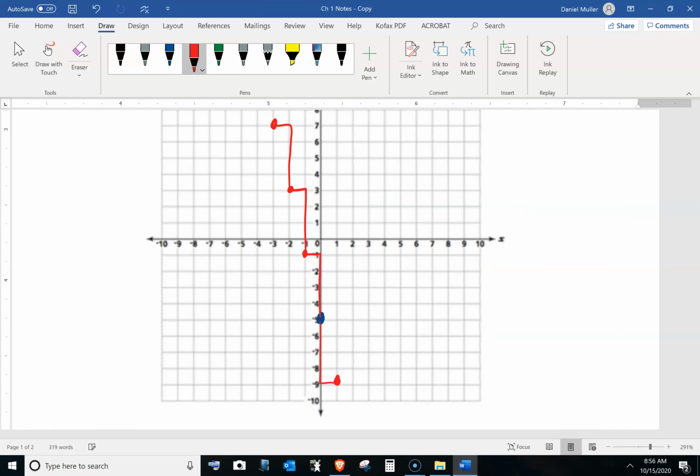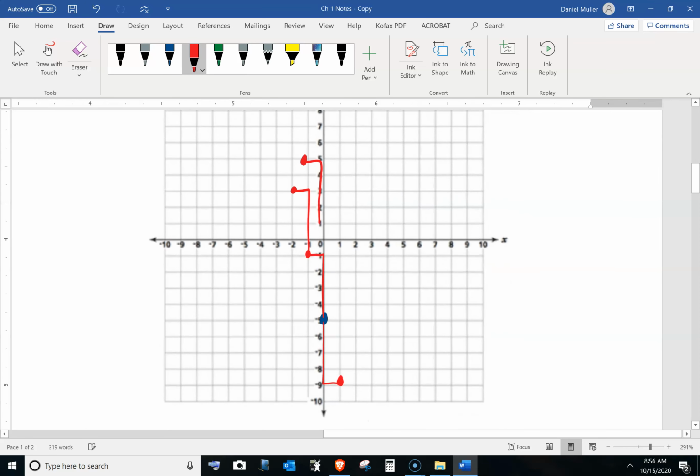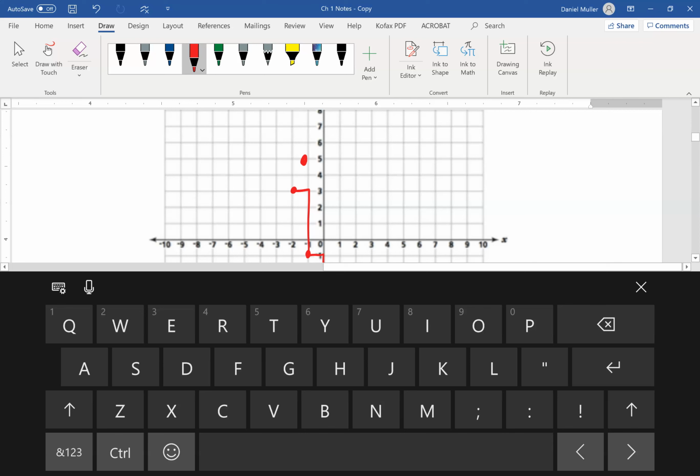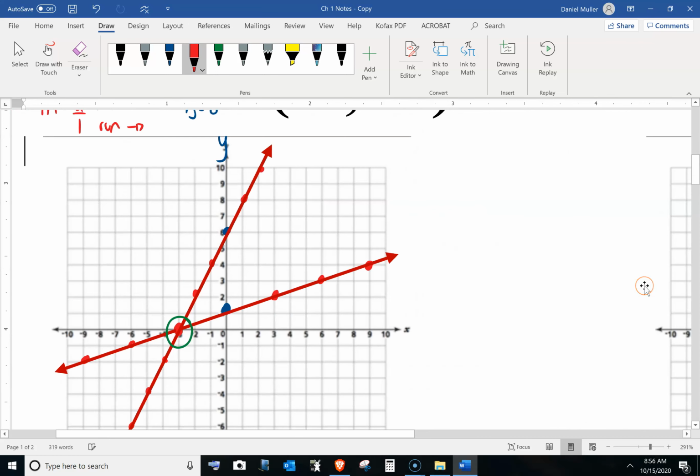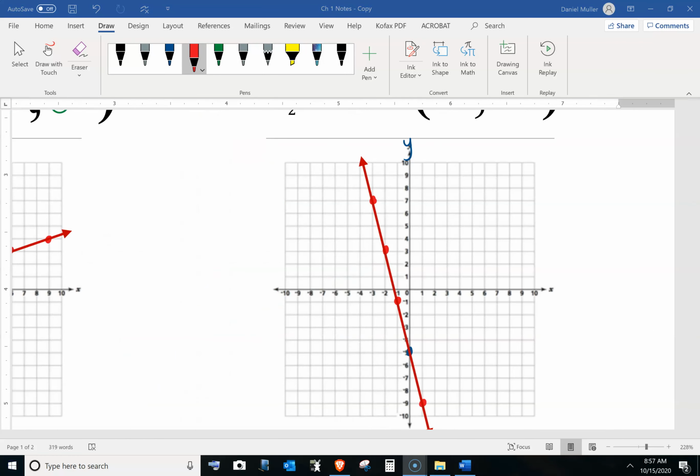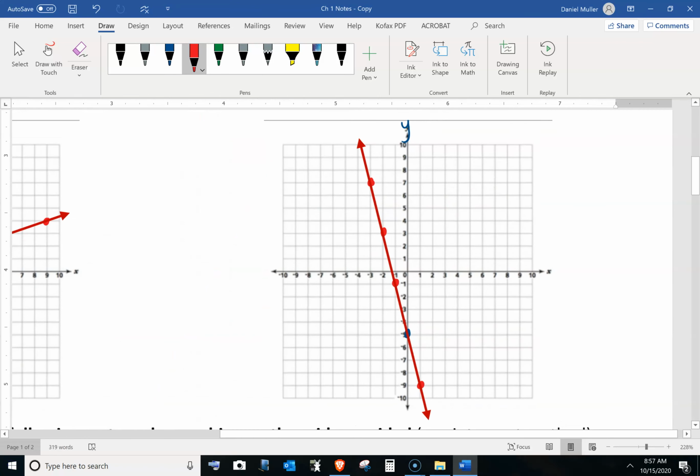So there's our points. Well, this is all just getting a little glitchy here. And I can now connect the dots, so hold on. Okay, so there we have it. I just connected the dots here. Now what do we need to do?